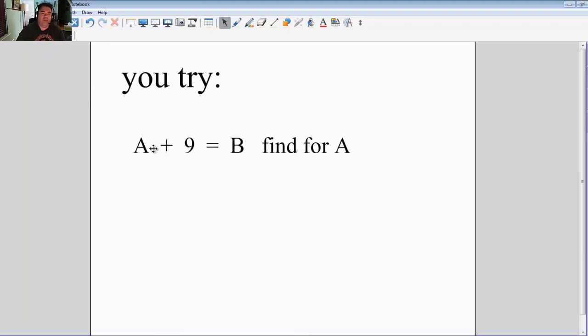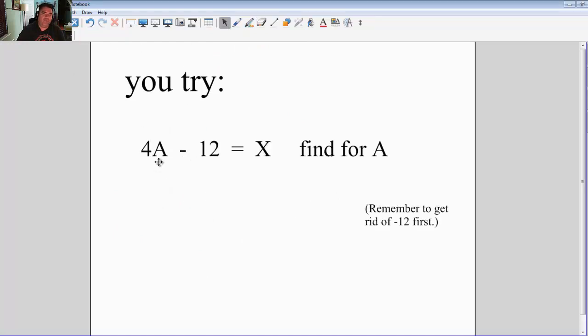You try. A plus 9 equals b, find for a. Hint, get rid of the plus 9. Go ahead, let's see how you did. Hopefully you minus 9 to both sides. And a equals b minus 9. Now I can't actually take 9 from b, so I'm going to put b minus 9. So if you tell me what b is, I'll say, well, subtract 9 and you found a.